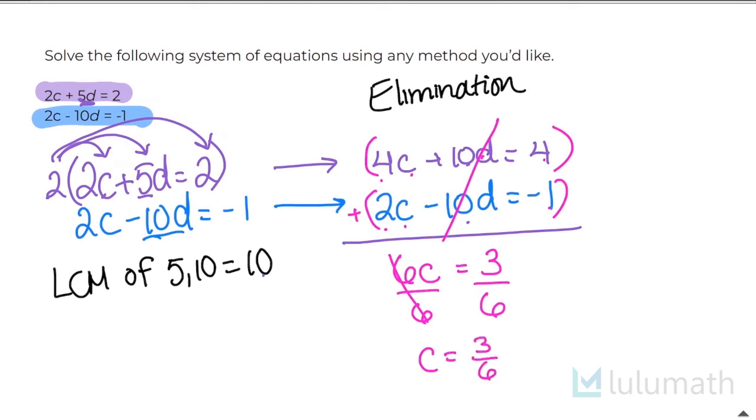Well, 3 over 6 is not evenly divisible, so I'm going to reduce it. They both have a 3 in common. They're both divisible by 3, so I end up getting C equals 1/2. And that should make sense to you because 3 is half of 6.